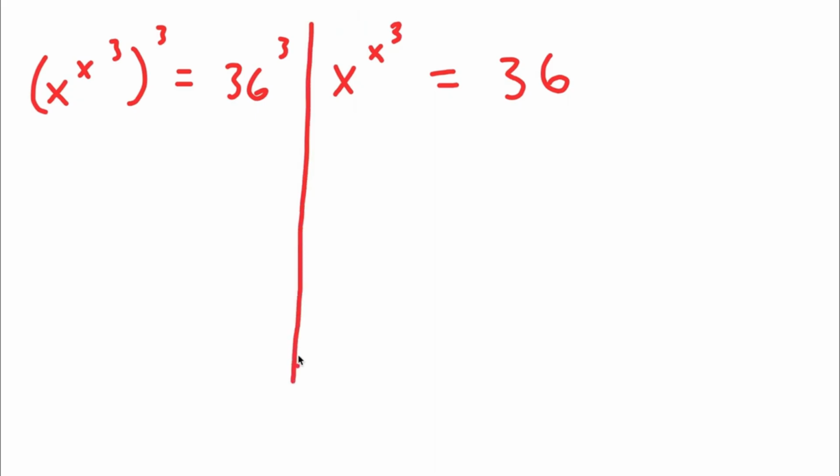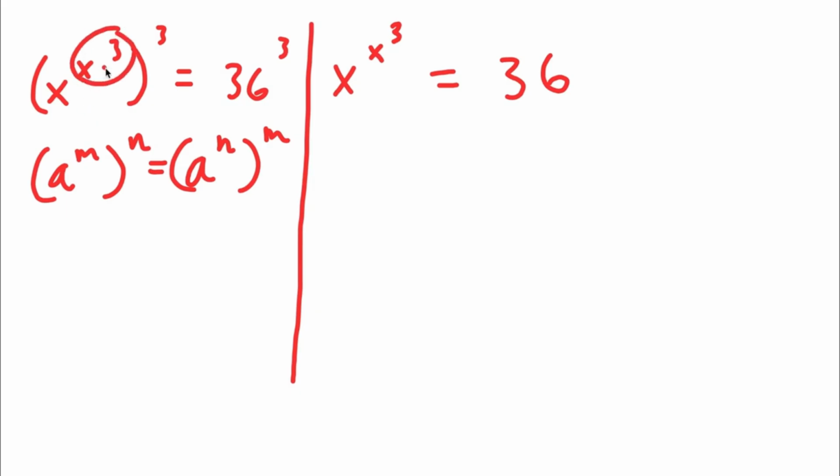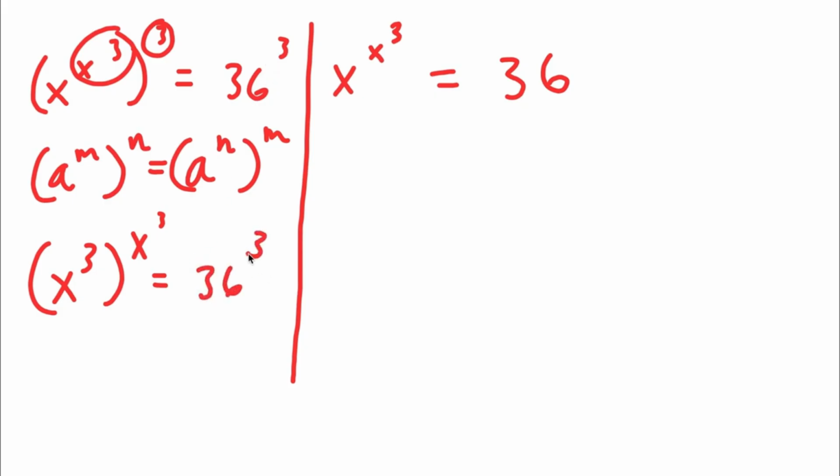Now, if I have something in the form a to the power of m to the power of n, this is the same thing as a to the power of n to the power of m. So in this case, I have x to the power of x to the power of 3 to the power of 3, and we can think of x to the power of 3 here as m and 3 as n. So I can change the place of these two. Now this is the same thing as x to the power of 3 to the power of x to the power of 3. This is equal to still 36 to the power of 3.